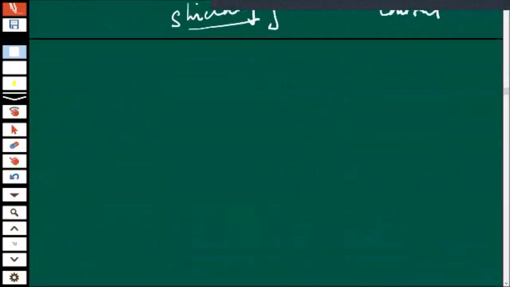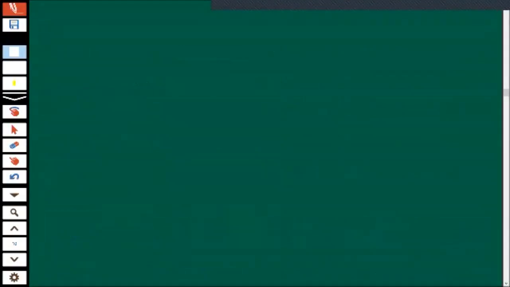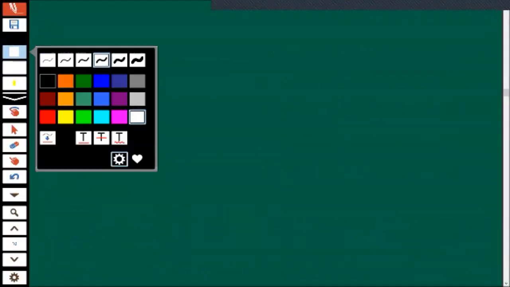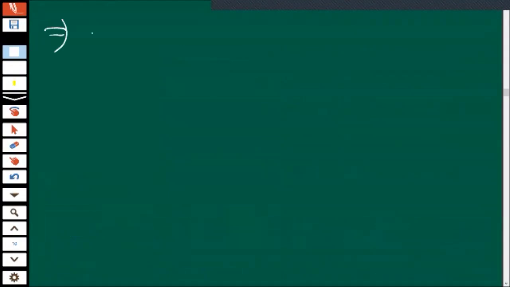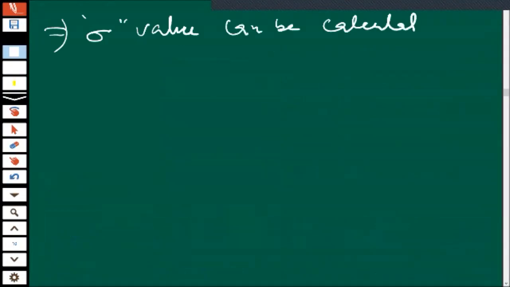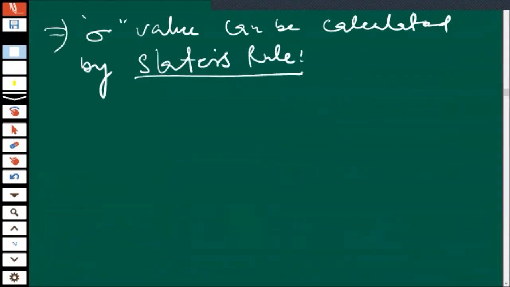Let us start. So the next thing is the sigma value, which can be calculated with the help of Slater's rule. Now I will try to explain Slater's rule.